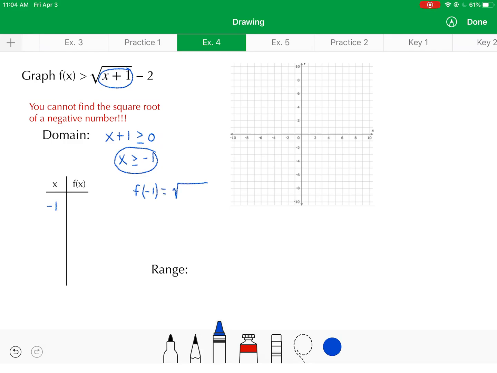F of negative 1 would equal the square root of negative 1 plus 1 subtracted by 2. That's going to give me 0 minus 2 or negative 2. Okay, so we plot that point, negative 1, negative 2. All right, next number that I plug in is going to be 0. F of 0 equals the square root of 0 plus 1 subtracted by 2. Square root of 0 plus 1 is going to result in a 1. 1 subtracted by 2 is, of course, negative 1.